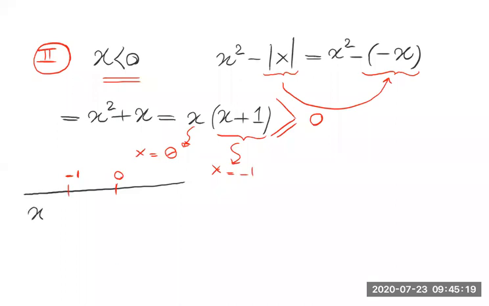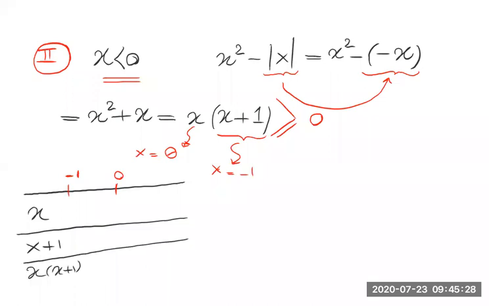And then we would write our factors here. We have x, we have x plus 1, and then we multiply them, x times x plus 1. Well, at 0, x is 0. After that, it's positive. Before 0, it's negative. What about x plus 1? At -1, it's 0. After that, it's positive. Before that, it's negative.